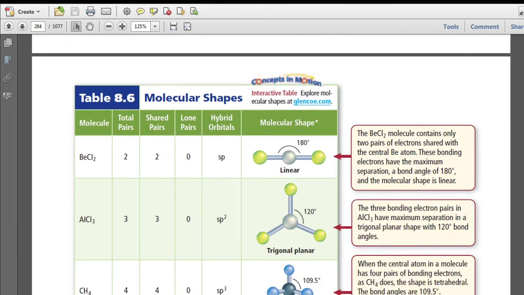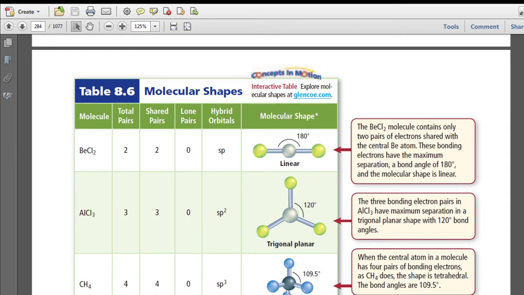So here is a chart to give you an idea of what shape a molecule may take. Ask yourself about the central atom. It's always going to be about the central atom. The terminal atoms really don't apply in this shape just yet. How many total pairs exist about the central atom? How many shared pairs exist about the central atom? And how many lone pairs of electrons exist on the central atom? This would give you the hybrid orbital shape, and this over here will then tell us the molecular shape.